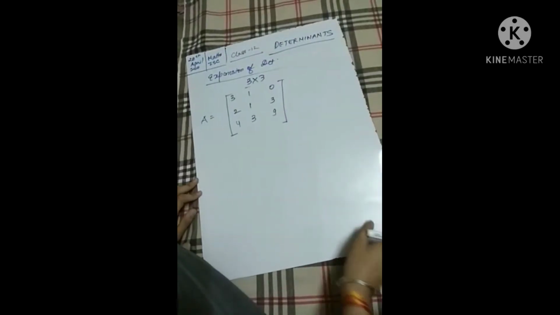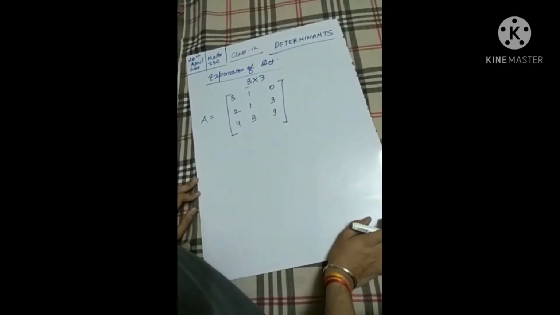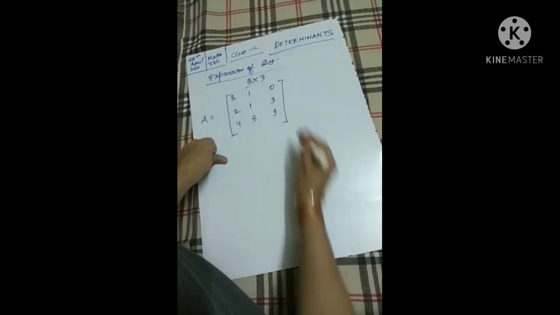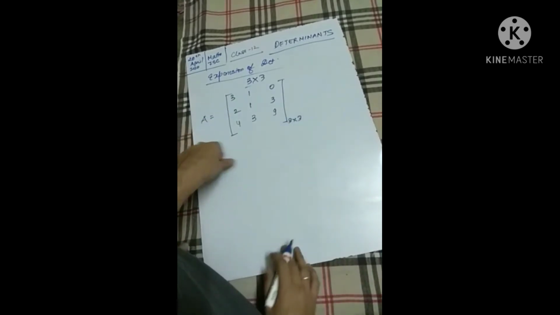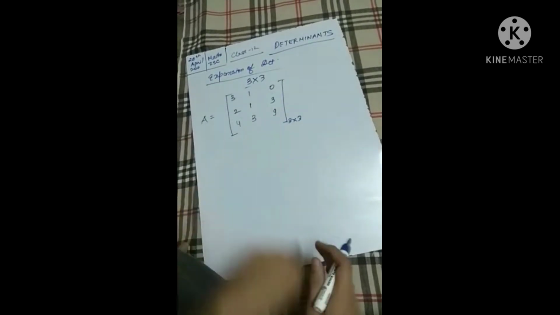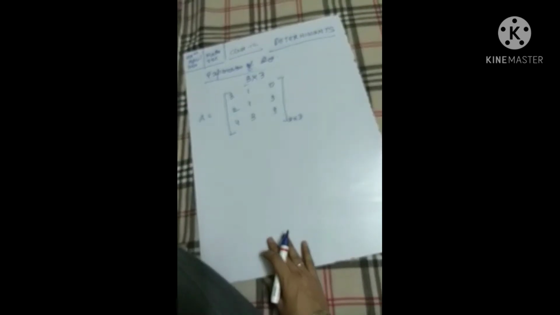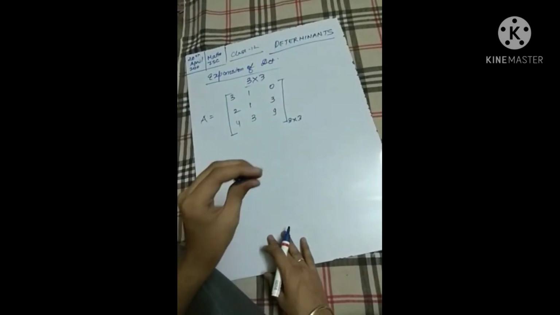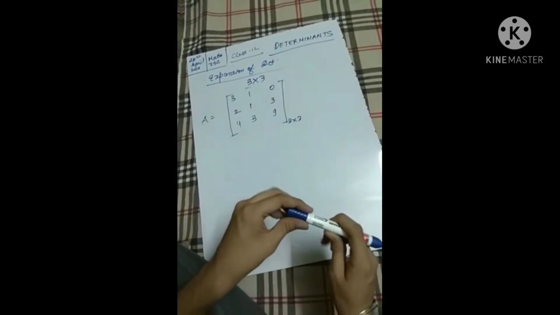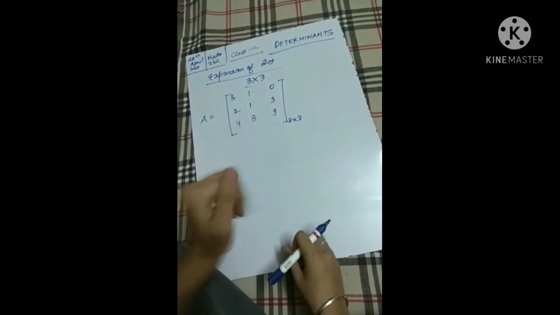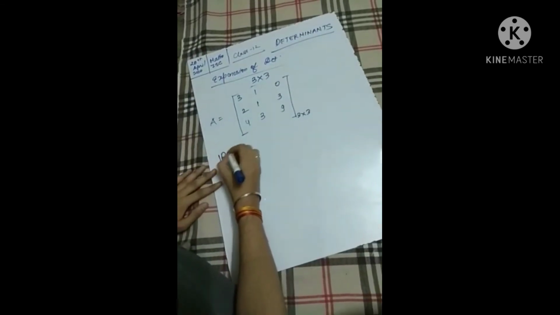Okay, let us understand the expansion of determinant of order 3 cross 3. Given the matrix as this one, this is of order 3 cross 3, and we have to find the determinant of this matrix. Let us find this one. There is a proper working rule for finding the determinant of this matrix. So we need to understand that working rule. So what is the working rule?